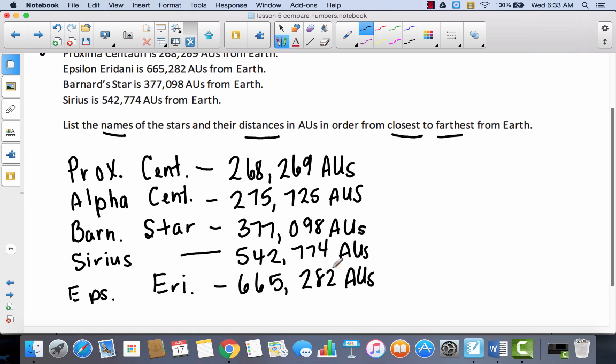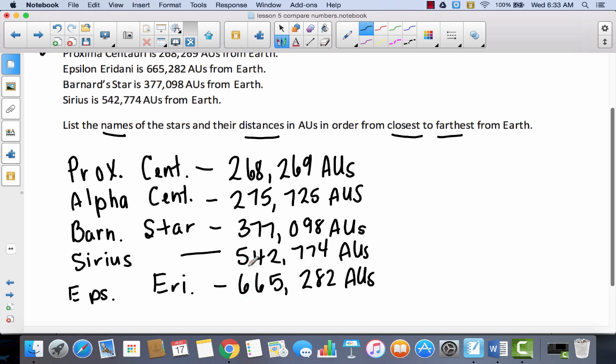Okay, so you can see here that the next star that's closest to the Earth would be Barnard's Star, and I abbreviated it, and I knew it was next because it had a 3 in the 100,000s, and the other 2 had a 5 and a 6. So that meant that Sirius came next because it had a 5 in the 100,000s place, and that left Epsilon Eridani, I believe that's how you pronounce it, as the greatest distance away from Earth. The last 3, you just had to look at the 100,000s.